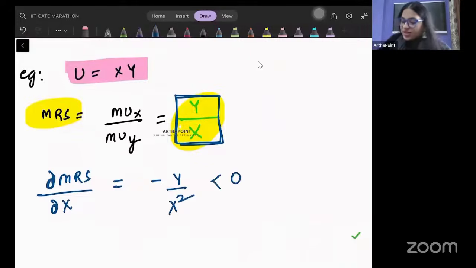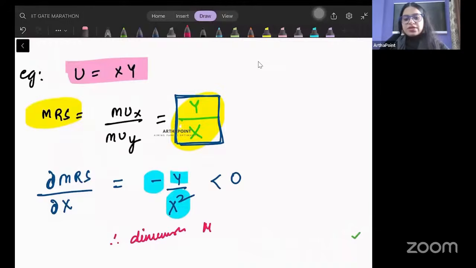This is clearly negative because consumption of goods is positive. यहाँ एक negative sign है. This is negative. Therefore, I can say that you have diminishing MRS. इस case में you will apply the rule that MRS equal to PX by PY.